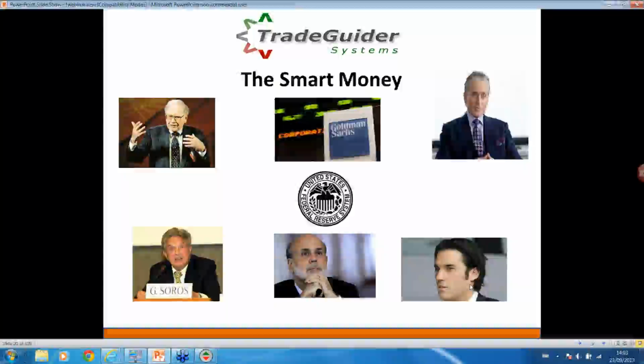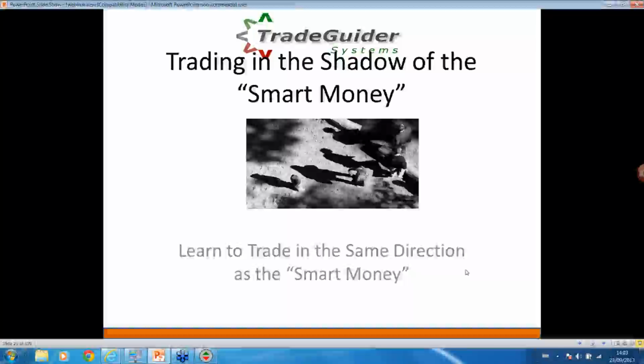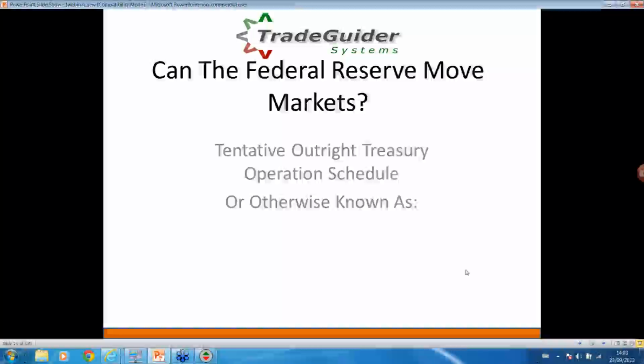This is Greg Coffey, who made 600 million Aussie dollars last year. He's an Aussie, and you never would have heard much about him, but if you're in Australia, you probably would. He was the smart money. So when we're trading in the shadow of the smart money, as we're going to see, we're going to trade in the same direction as the smart money.